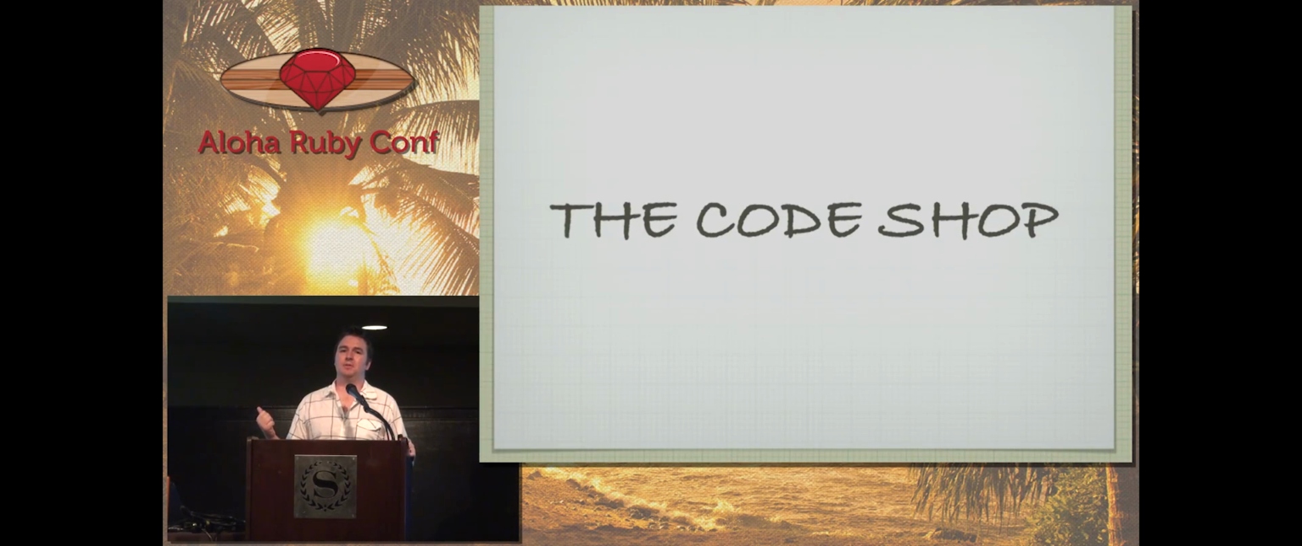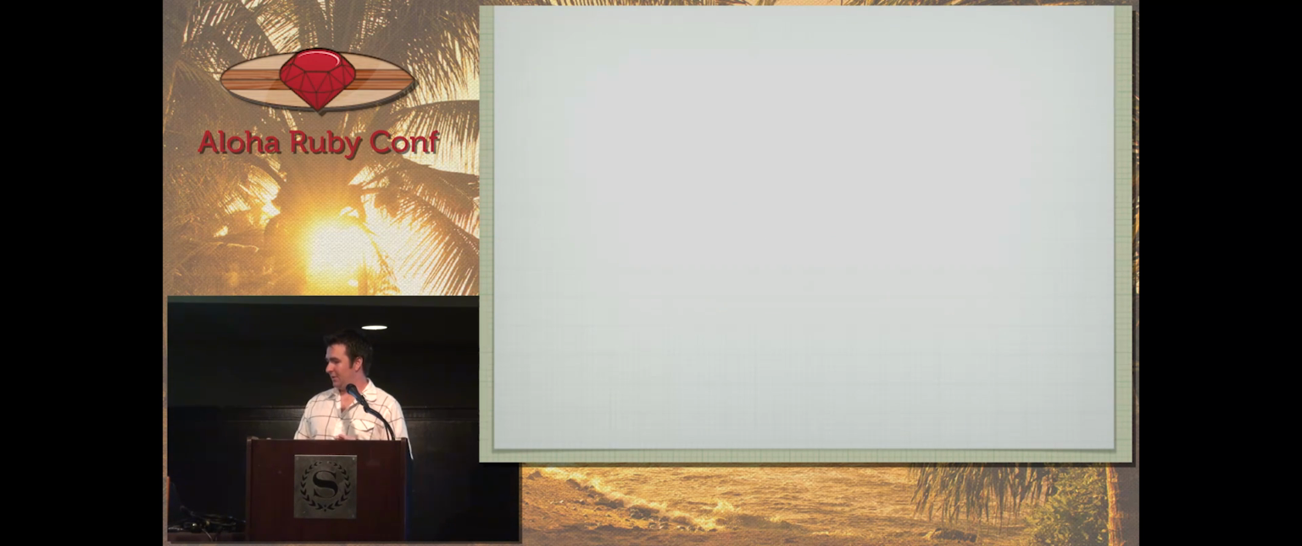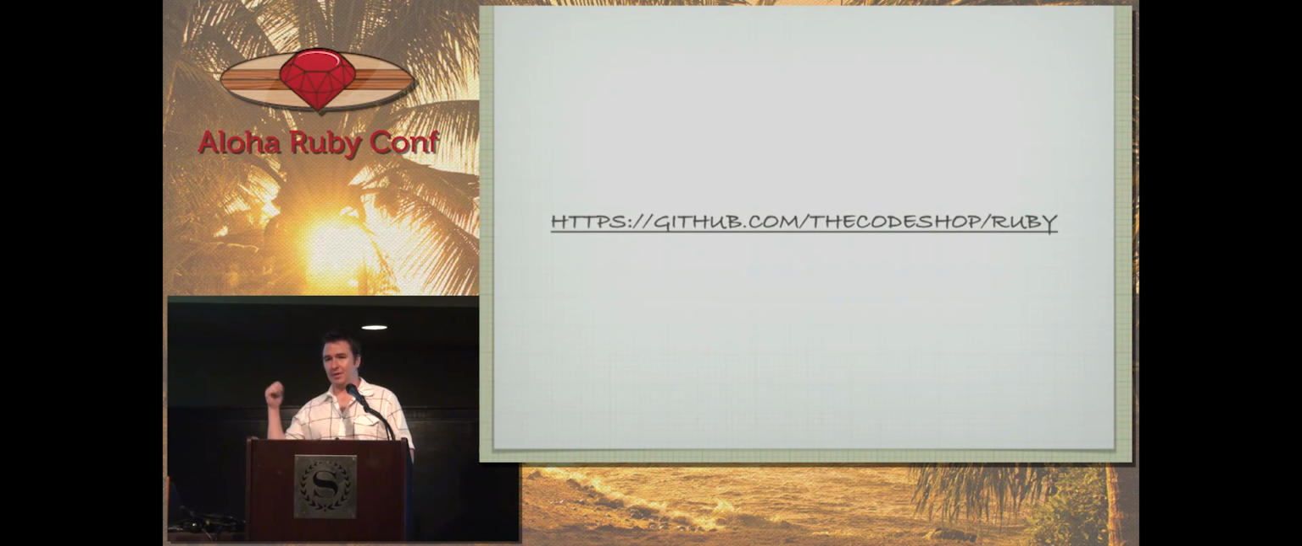So there's a thing called the Code Shop, and they have a GitHub section where you can actually go. Their mission is to make Ruby running on Windows a lot easier and faster. So if you're going to do some Rails development, you're going to run Ruby on Windows, this is what you're going to want to go to. If you want to check it out, that's the GitHub page.